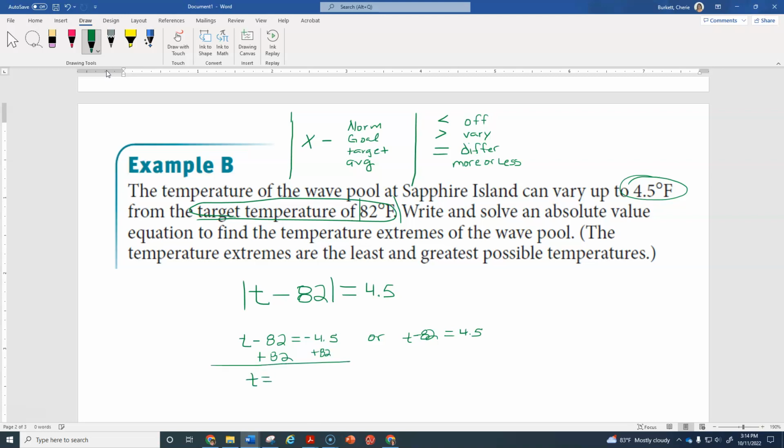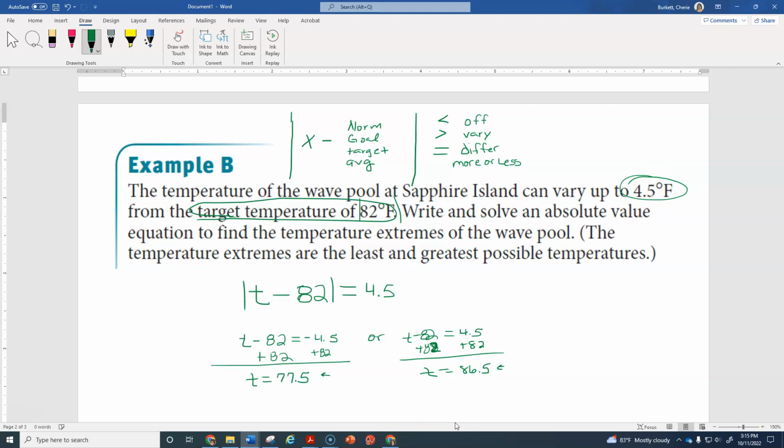And so my temperature might be as high as, or as low as, this is going to be the low end. 82 minus 4 would be 78, so 77.5. Check my mental math here. If I'm adding 82 to both sides over here, my temperature might be as high as 86.5. Okay, so the lowest the temperature is going to be is 77.5.